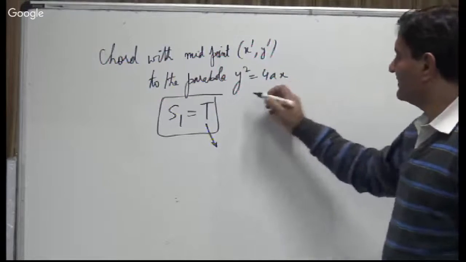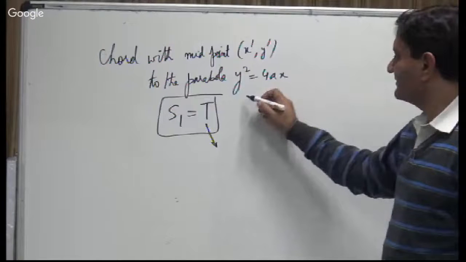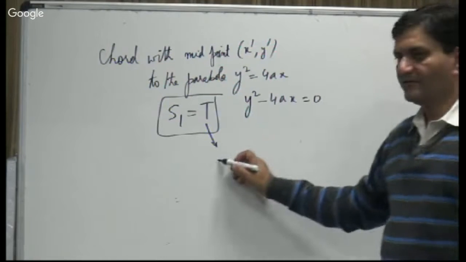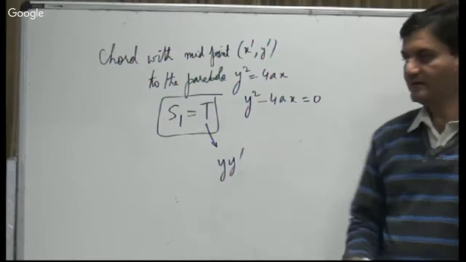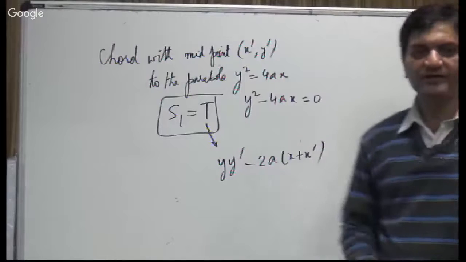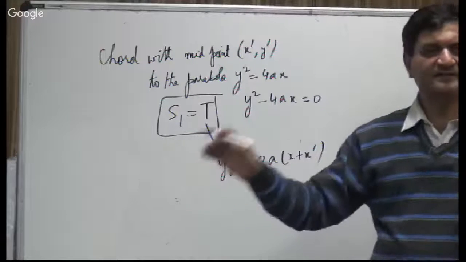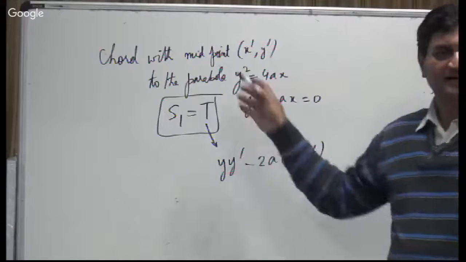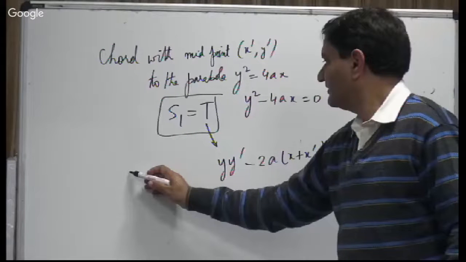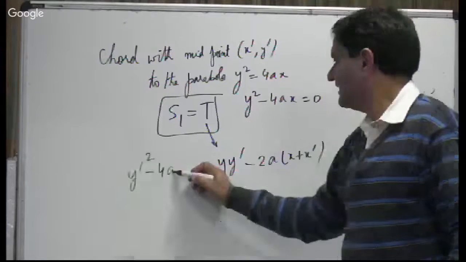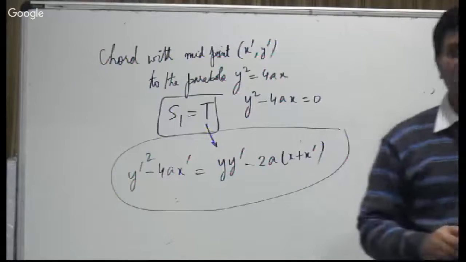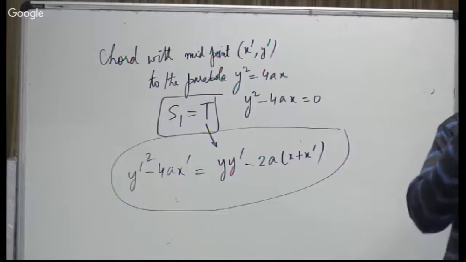What will happen? First you write this equation as y square minus 4ax equal to 0, right? Then what is T? y dash y minus 2a into x plus x dash. This is your T. And S1 is very simple. Just substitute x dash y dash in the equation of the parabola. So what will it be? y dash square minus 4a x dash. So solving this, you will get the equation of the chord having midpoint x dash y dash. Is that clear to you?